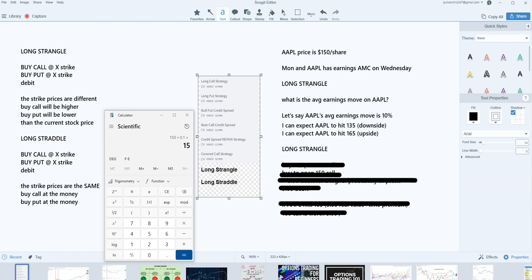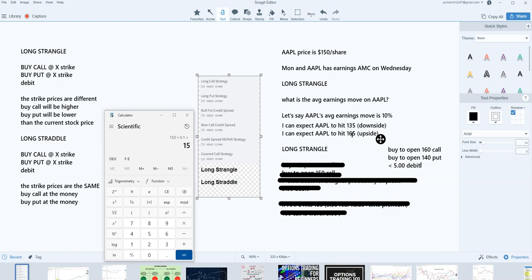Okay, so my long strangle, if I expect the downside 135 or the upside 165, I would look at a trade like this. I would do a buy to open 160 call. I do a buy to open 140 put. I'm going essentially out of the money, but I'm taking it based on the average over the course of 5 previous earnings reports that Apple has moved an average of 10%. So if I paid less than $5 debit, there's a pretty good chance I can make money on this trade.